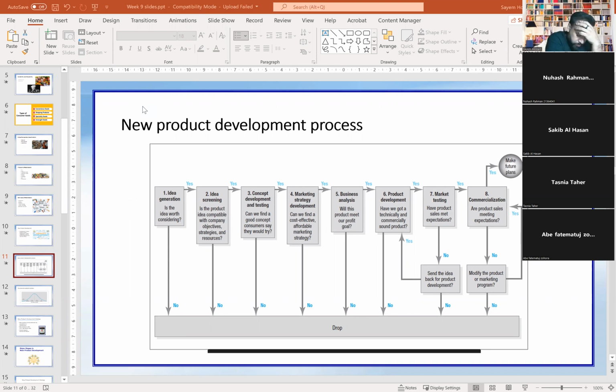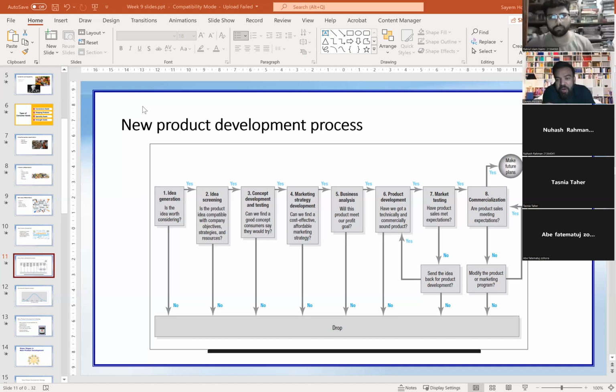That is on the 7th stage, where you said send the idea back for product development. Is it on that stage? Yeah, that's right. Then you're doing the market testing. Have product sales met expectations? No. Send the idea back for product development again. That means you're going back to stage number 6, because you have to redevelop the product when you have tested it and seen it's not working.